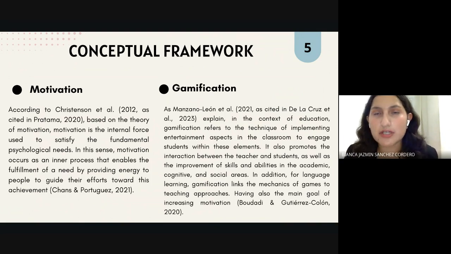Then there is gamification, and this is implementation of game elements in a non-game environment. So in the case of education, gamification is related to a technique that implements entertainment aspects in the classroom to engage students within these elements. So this promotes interaction between the teacher and the students, and it enhances the improvement of skills and abilities in the academic, cognitive, and social areas.